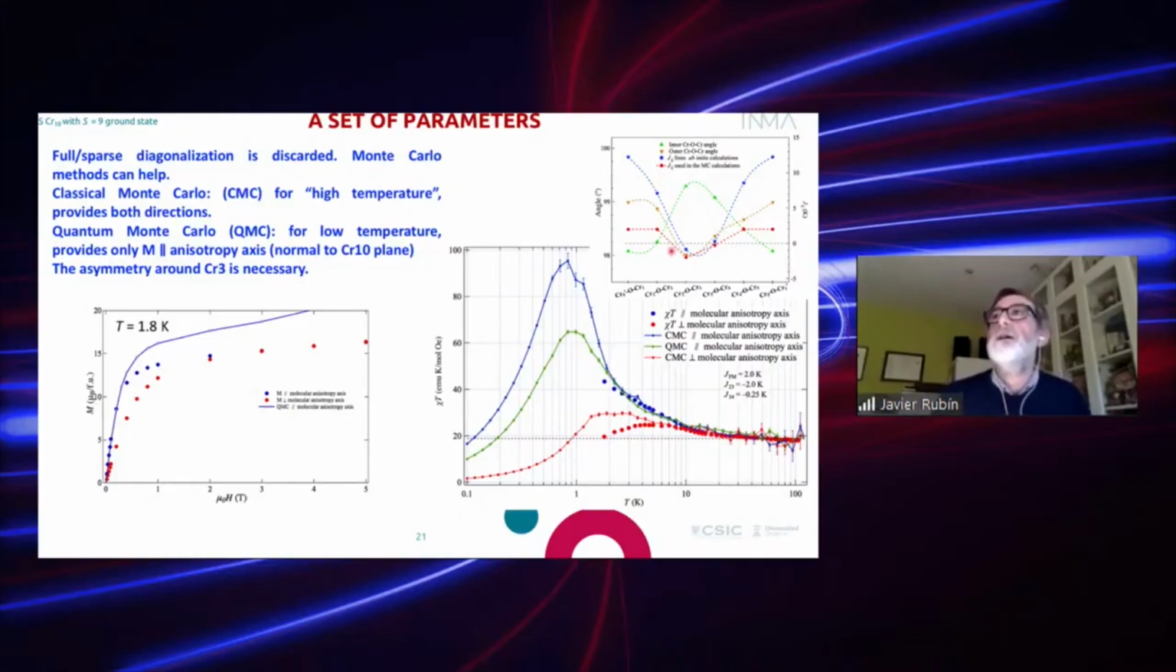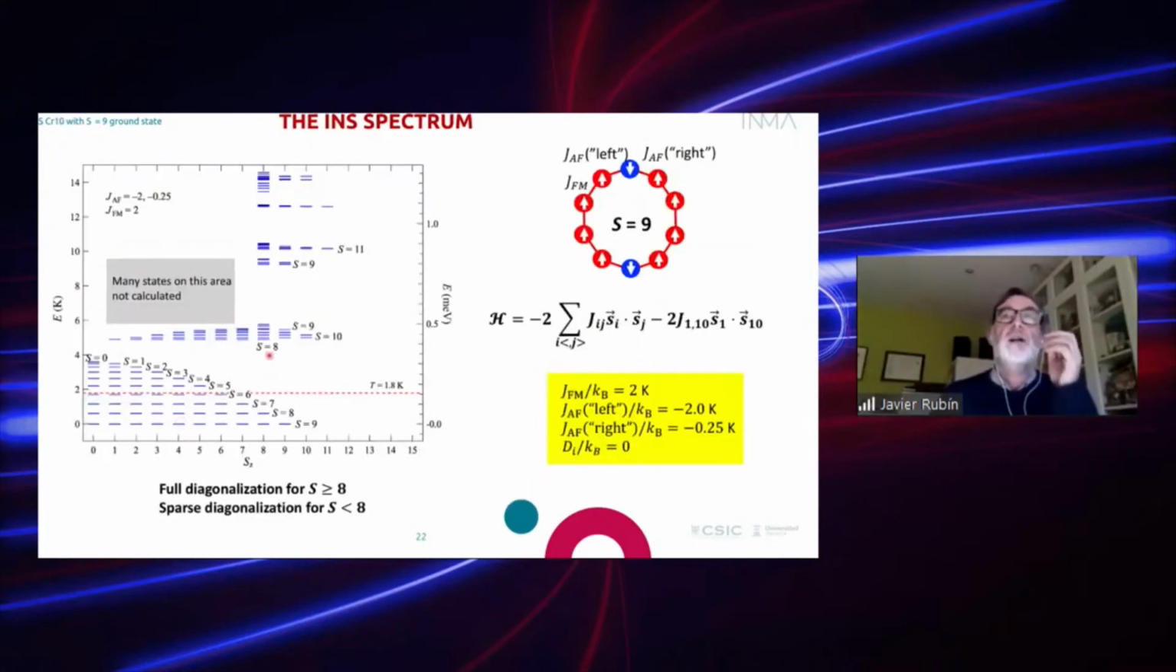What is important is that here the ab initio calculations predicted an asymmetry around one of the chromium atoms, what we called the chromium-3 atom, and we also needed this for the calculation. When this asymmetry is not used, the agreement is much worse. So we can now calculate the inelastic neutron spectrum.